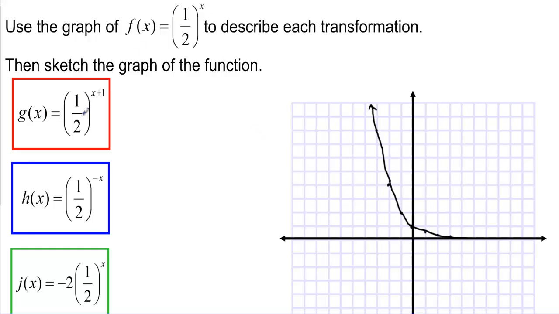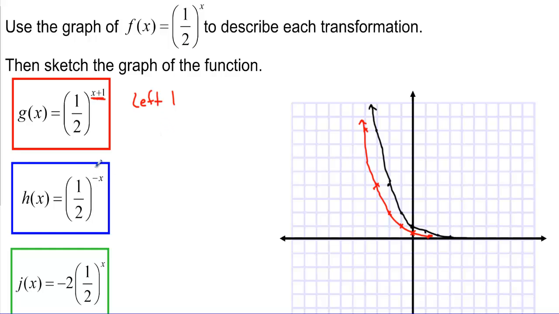G of x equals 1/2 to the x plus 1. This plus 1 is on the inside of the function, so this is left 1. Now we're going to take all these points and we're going to move them all to the left 1 unit. So the half gets moved to the left and then it just levels off to 0. So here's the graph of 1/2 to the x plus 1. It should be a nice smooth curve leveling off to 0.